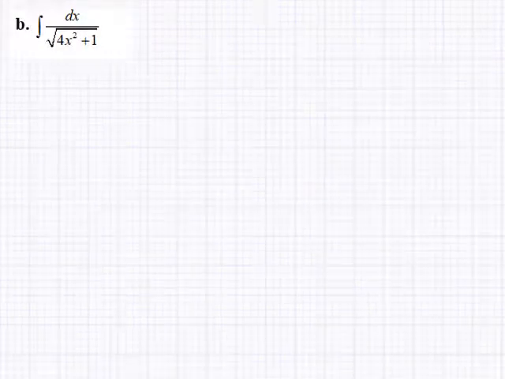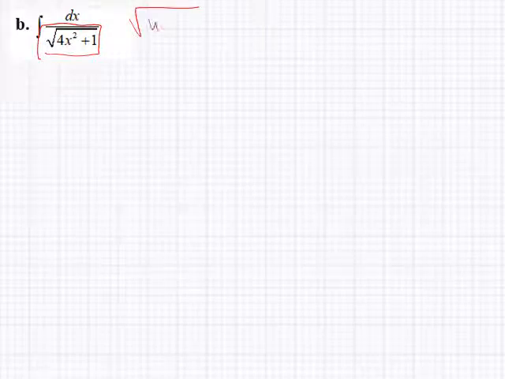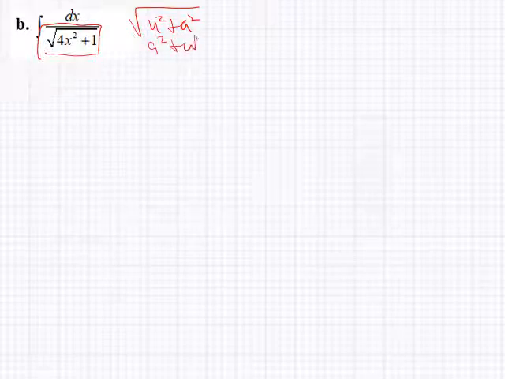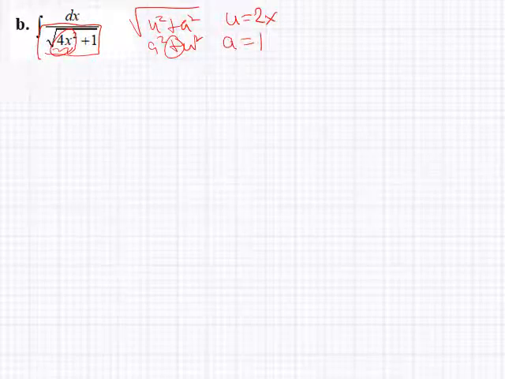So here's one where you look at the square root. In this case, this is the square root of u squared plus a squared. It doesn't really matter if it's u squared plus a squared or a squared plus u squared, because they're added, the order doesn't matter at all. The subtraction, the order is really important. But in addition, order doesn't matter. So if we looked at this one, u would be 2x, because that would again give me u squared here, and a would be 1.